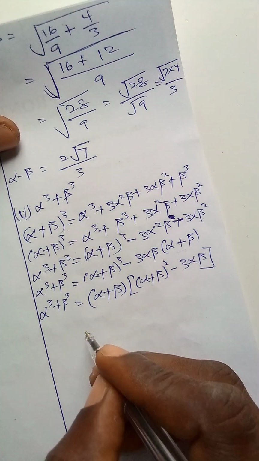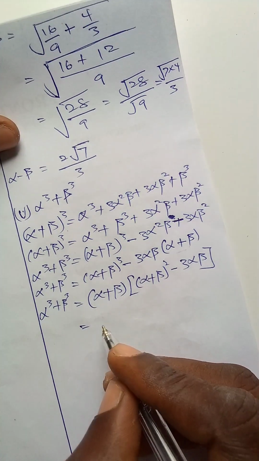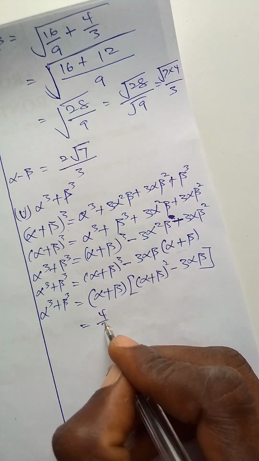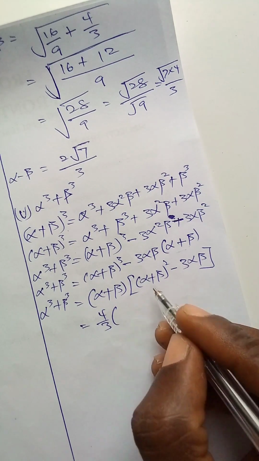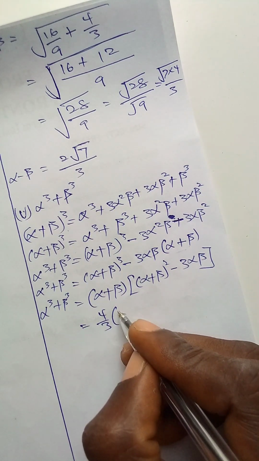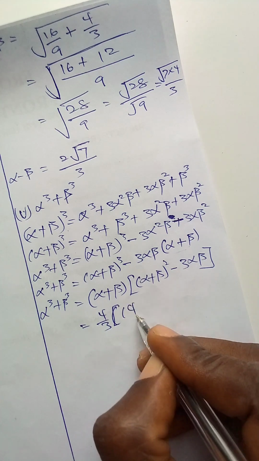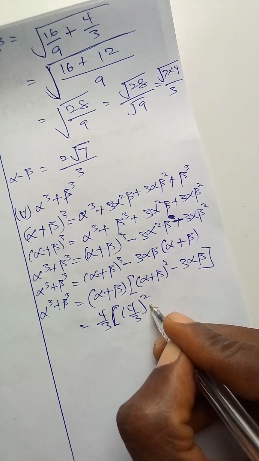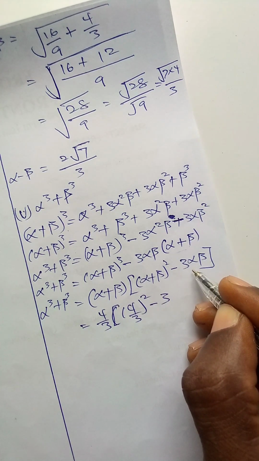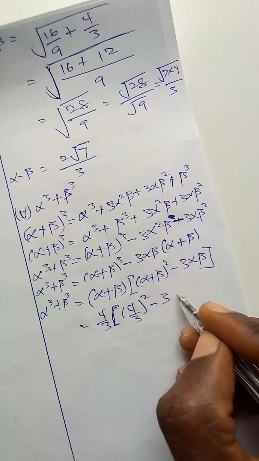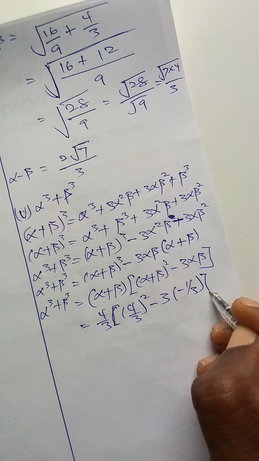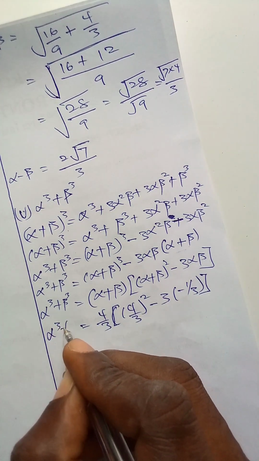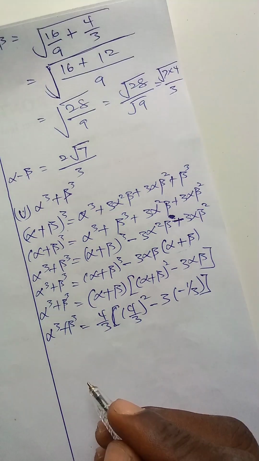That becomes, our alpha plus beta is 4 over 3, bracket. Our alpha plus beta is also 4 over 3. So we have 4 over 3 here. We'll square it, minus 3. Alpha beta is minus 1 over 3. That's our alpha cube plus beta cube.